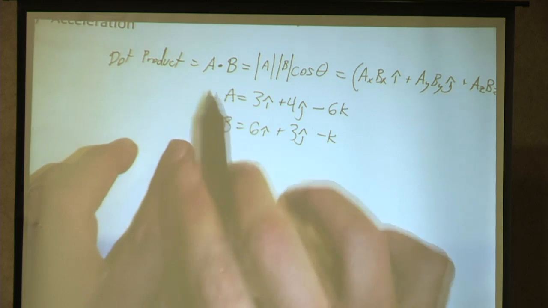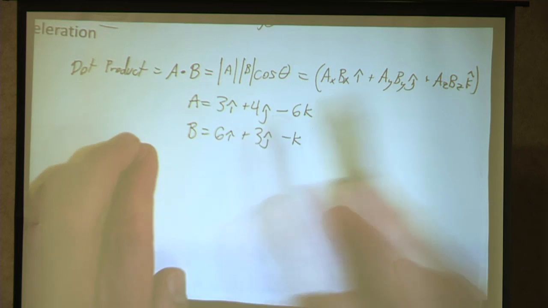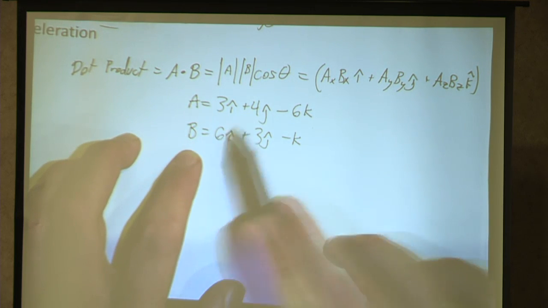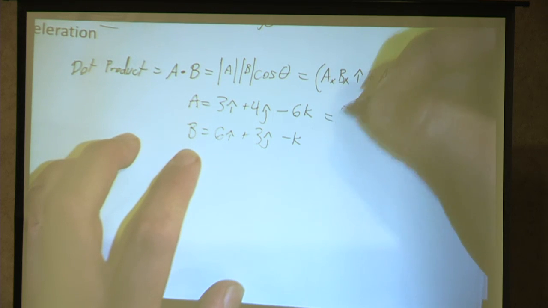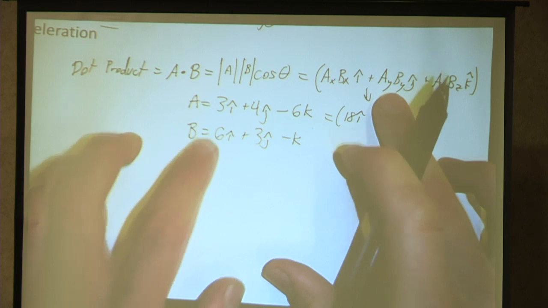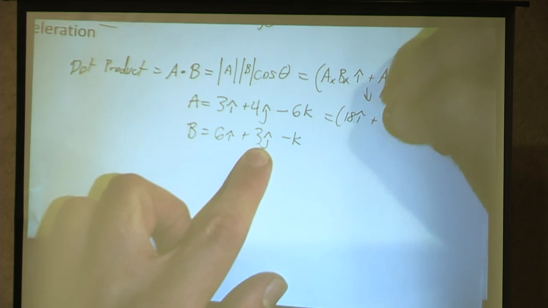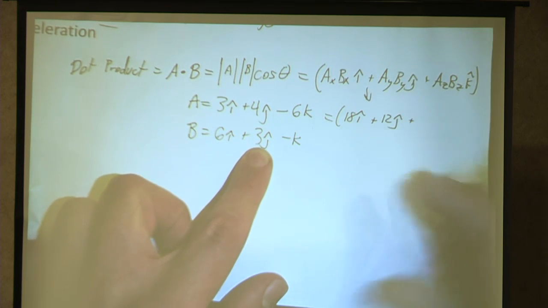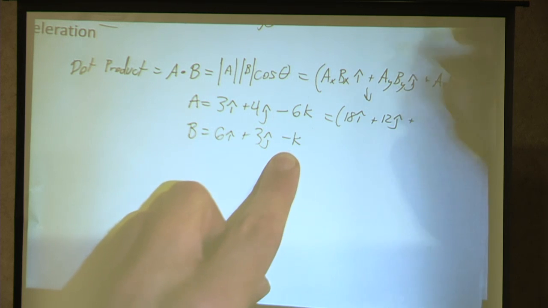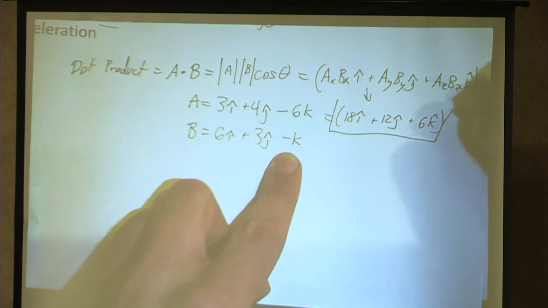So let's pretend these are the vectors for this one. Dot product is real easy. You take the two x components and multiply them together. So you do 3 times 6, so you get 18i. The two y components multiplied together, so 4 times 3, that'd be 12j. And then you'd have the two z components, so -6 times -1, that'd be 6k. So that's what the dot product is.